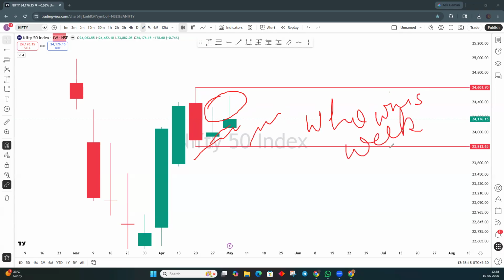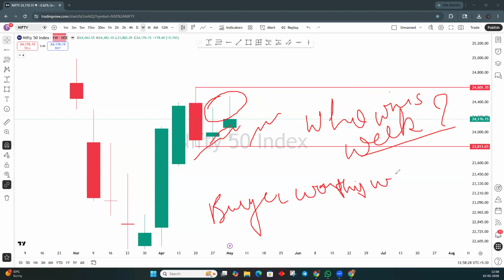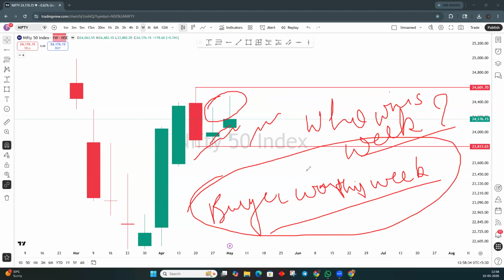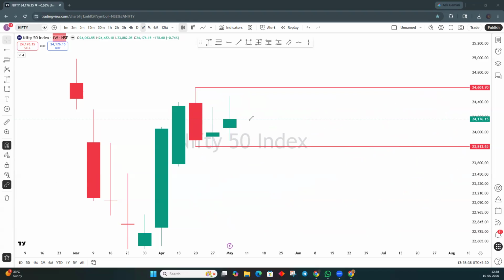So by the price closing, we can say the buyers won this week also. Buyers won this week. This you have to understand. No matter what the daily price action shows, we can see this week who won? Buyers, nothing else. So this you have to keep in mind.